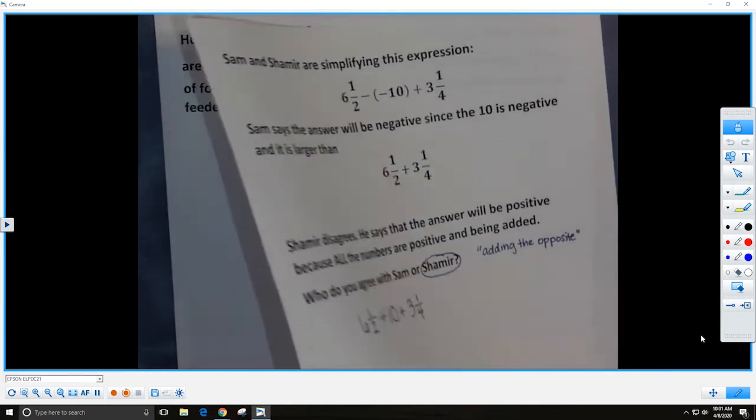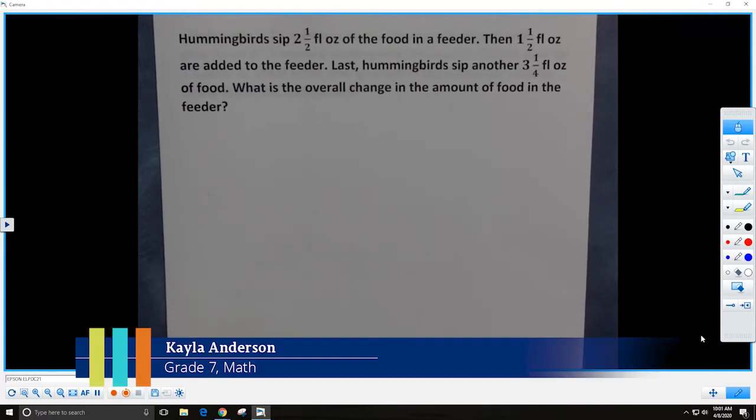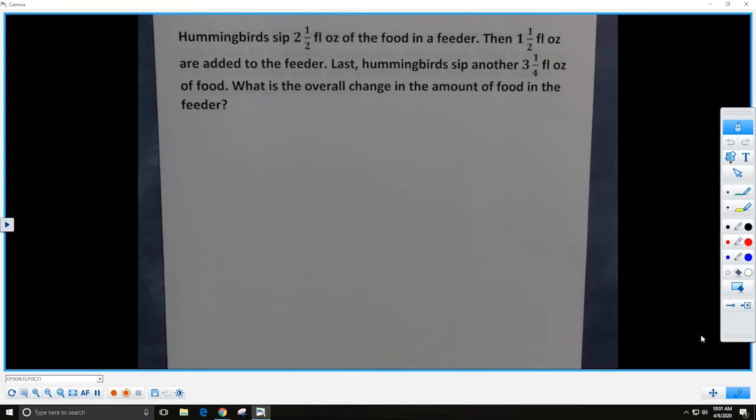Here's our next problem. Hummingbirds sip 2 1/2 fluid ounces of the food in a feeder. Then 1 1/2 fluid ounces are added to the feeder. Last, hummingbirds sip another 3 1/4 fluid ounces of food. What is the overall change in the amount of food in the feeder?